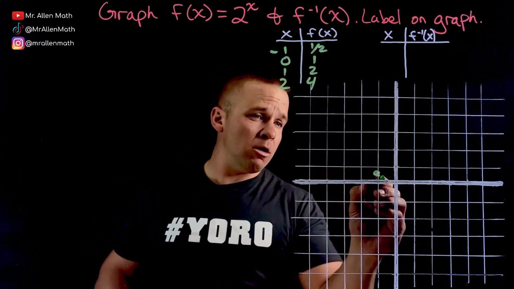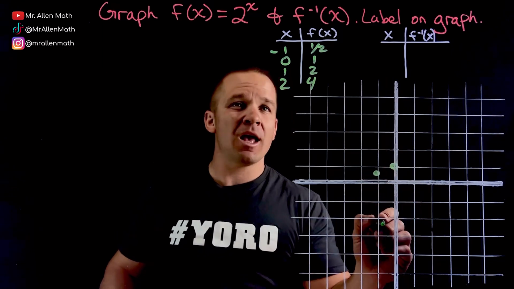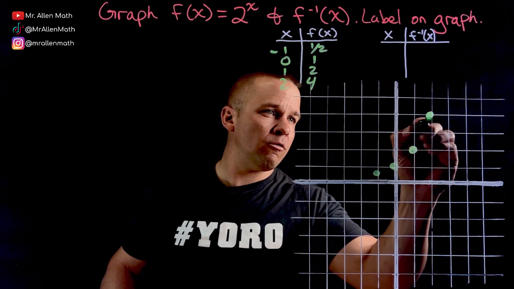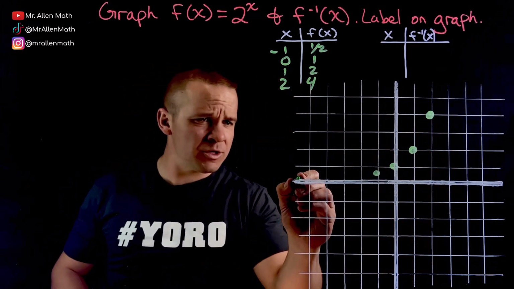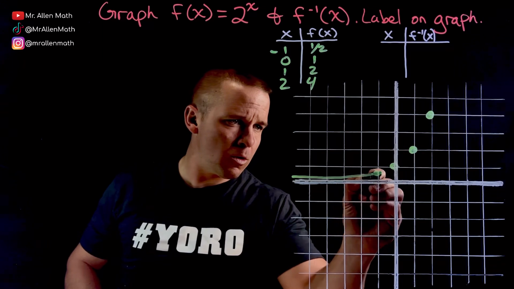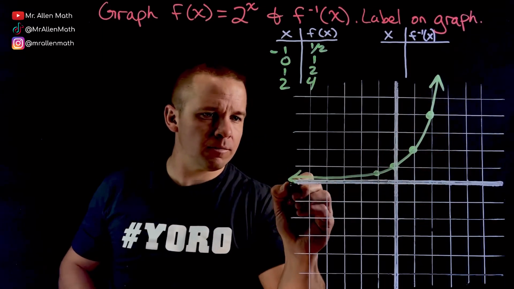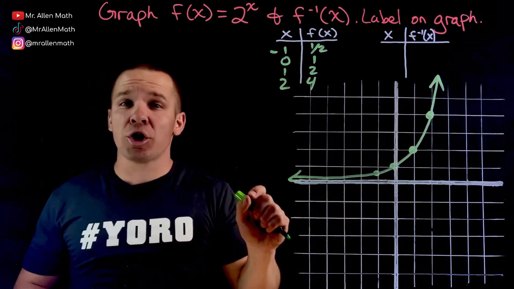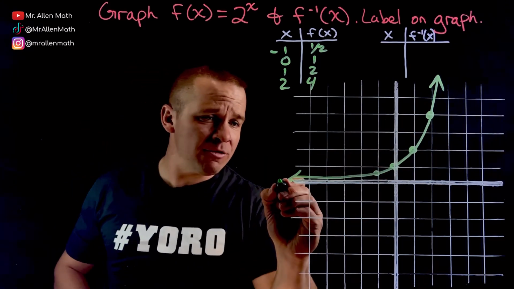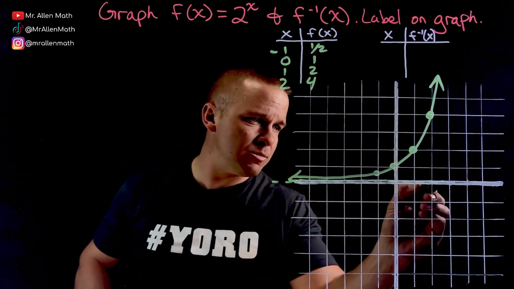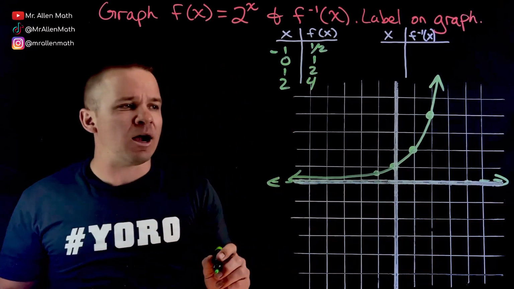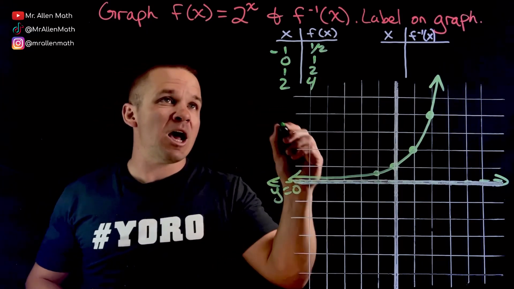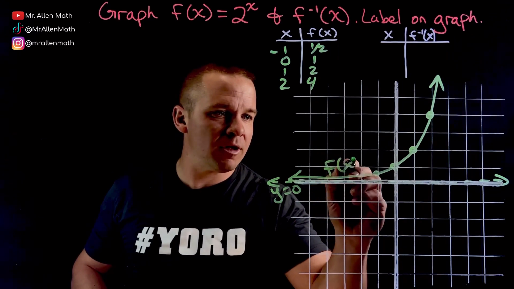I've got 0, 1, so 0, 1 is going to be right here. And then I got 1, 2, and then I have 2, 4. All right, there we go. So connect the dots. Beautiful. It gets infinitely closer to that x-axis, but never touches it or crosses it. So if we'd like, we can even jot down our nice little asymptote here. That is our y equals 0 asymptote. And we know that this guy right here in green is f of x.